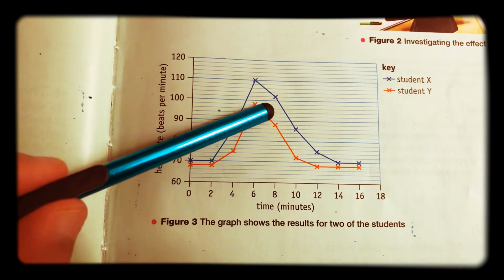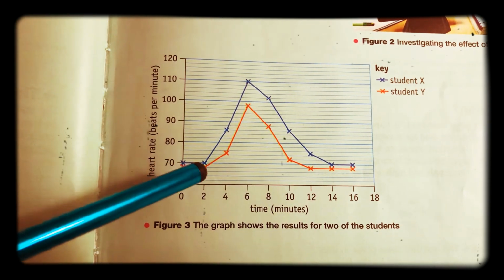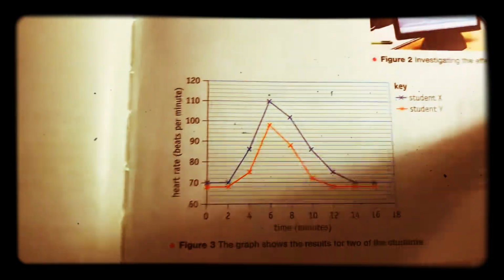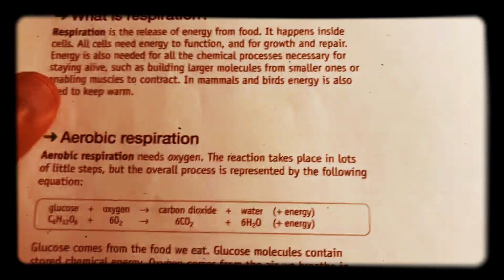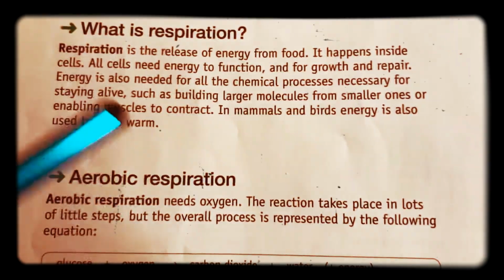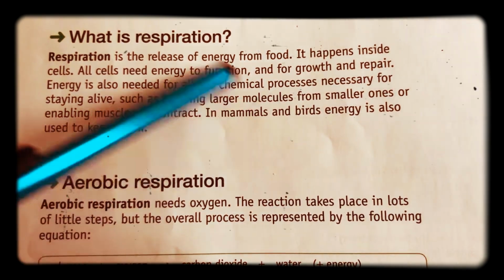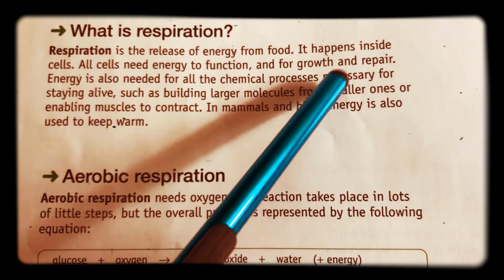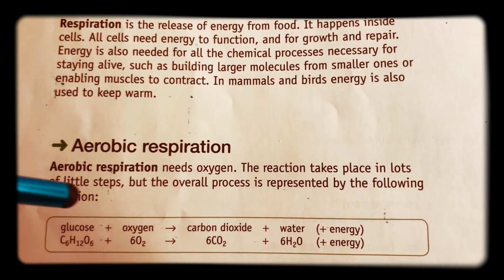Their heart rate went up because they had to try and supply their respiring cells with oxygen and with glucose. That was a very, very important one. Aerobic respiration. What is respiration? Respiration is the release of energy from food. Pay attention. It happens inside cells, and it also allows you to have growth and repair. So we need that stored energy for all the processes.